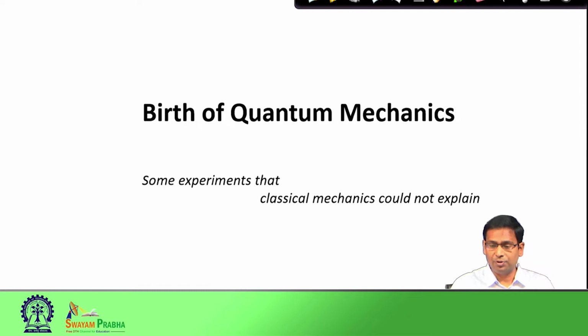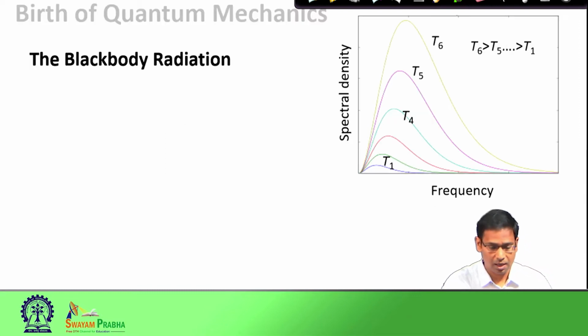Our first example is the black body radiation. We all know that when we heat a substance, it emits radiation. As we keep on heating it more, the color of the radiation keeps changing. There exists an ideal body that absorbs and emits all radiations, and this ideal body is called a black body, and the radiation that it emits is called black body radiation.